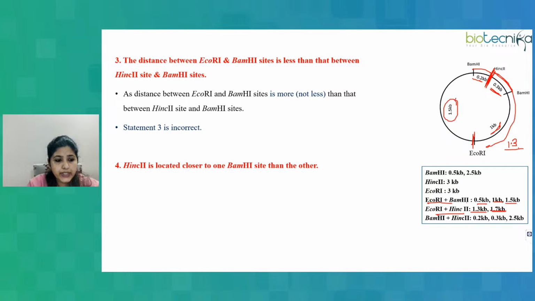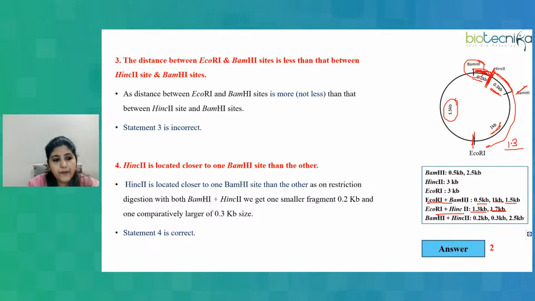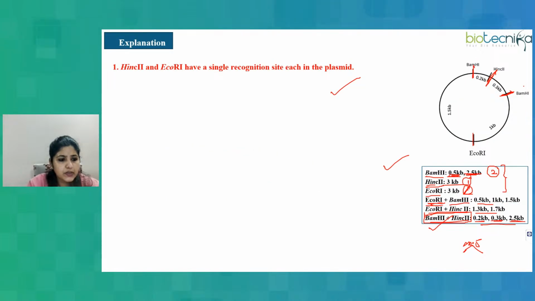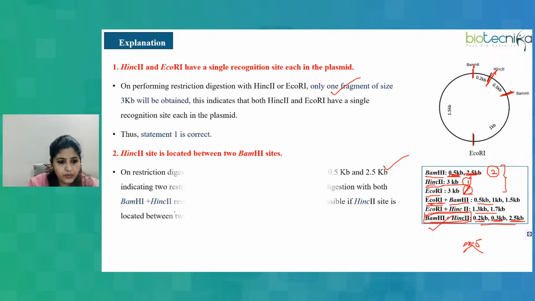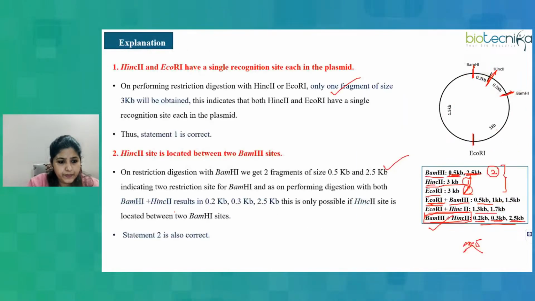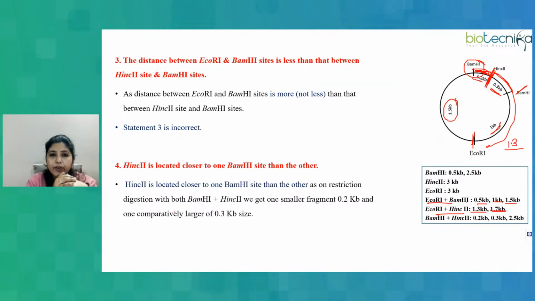We check option 4 also, that HincII is located closer to one BamHI site than the other. This is correct. You can see HincII is located closer to this BamHI than this BamHI, right? So 0.2 is smaller than 0.3. So statement 4 is correct. And since we have to choose the incorrect statement, the answer here will be option 3. Is it clear to everyone?